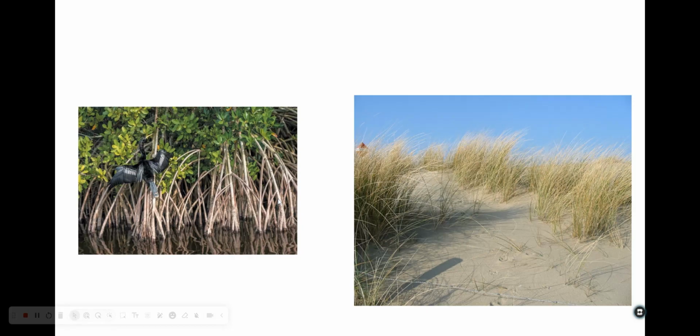Here are two other examples of organisms with adaptations that we are supposed to know. On the left, we have our mangroves with their prop roots and their pneumatophore breathing tubes and their salt extrusion from the leaves. And on the right, we have a beach grass, and our beach grass has its underground rhizome to help put it in place. And it's got the really thin, narrow shoots so that it's not blown away by the wind.